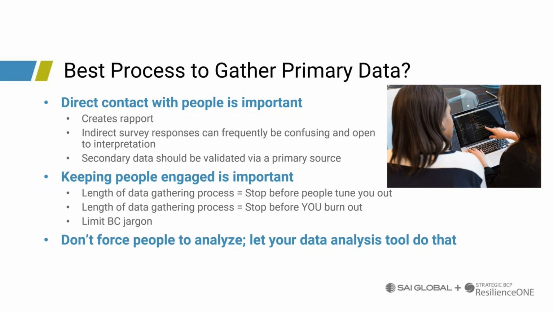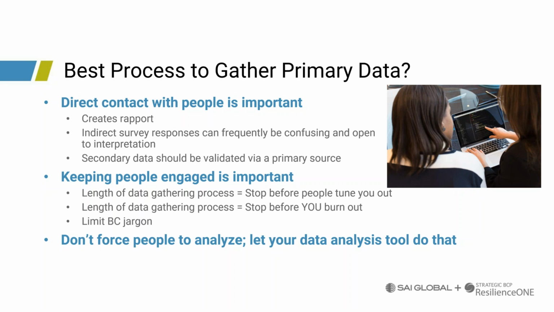And also, stop data gathering before you burn out. I found that the typical span is an hour to maybe 90 minutes. People usually tend to fade right around that 60-minute mark. If you keep it right around there, it can be really good, and you'll find that you can get most of the data that you need within that 60 minutes. Maybe you have to have a couple of meetings, but if you chunk it out, it makes it a lot easier for them and also for you.